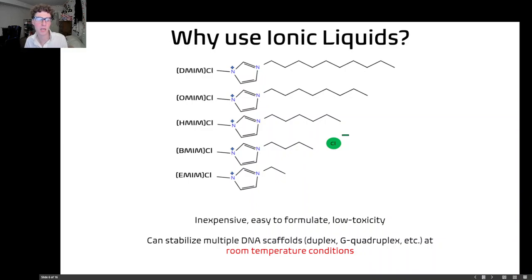Ionic liquids have a lot of potential applications, like they can be used to catalyze a reaction or used as drug vehicles to transport your pharmaceuticals to a drug target, which is currently in its infancy stage. They can also be used to extract molecules of interest from a solution. Attractive to us is the ability of, say, imidazolium type ionic liquids to stabilize multiple DNA scaffolds at room temperature.